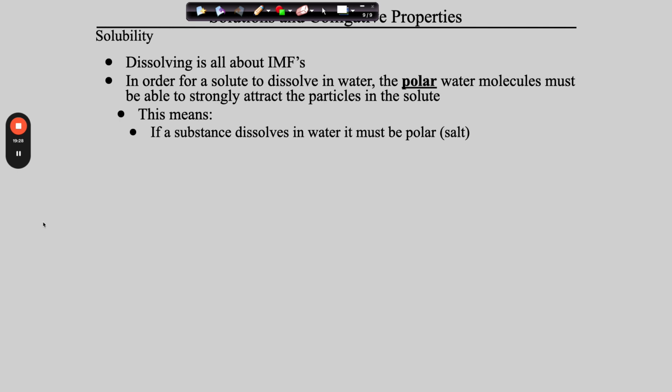What this means is if a substance dissolves in water, it must be polar, because that allows the polar water molecules to grab a hold of it. If a substance does not dissolve in water, it is not polar. And because it's not polar, the water cannot form intermolecular forces with it, and it doesn't dissolve. That's why oil doesn't dissolve in water. Oil is not polar. As a result, the water can't grab a hold of it, and it doesn't pull it apart and cause it to dissolve.